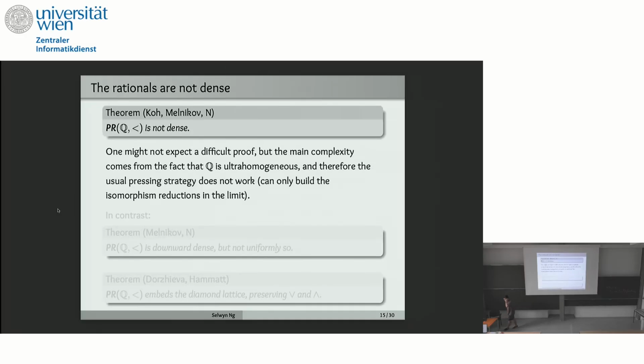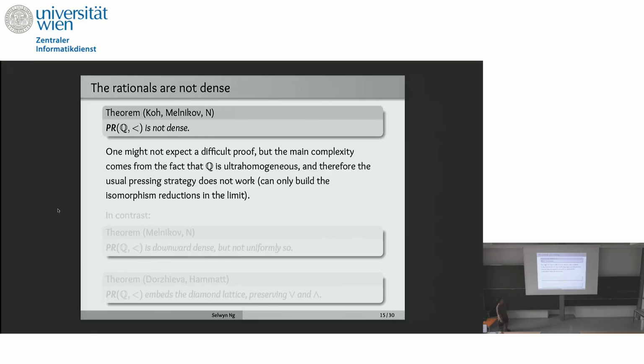But subsequently, it turns out that, for instance, if you take the PR degree structure of the countable dense linear order, that itself is not dense, which gives rise to the title, the rationals are not dense. Well, this was the original title of the paper, but anyway, we changed it, because if you have a title that says something like this, chances are that you get thrown out without review. So we got rid of this, but okay. So the rationals are not dense.